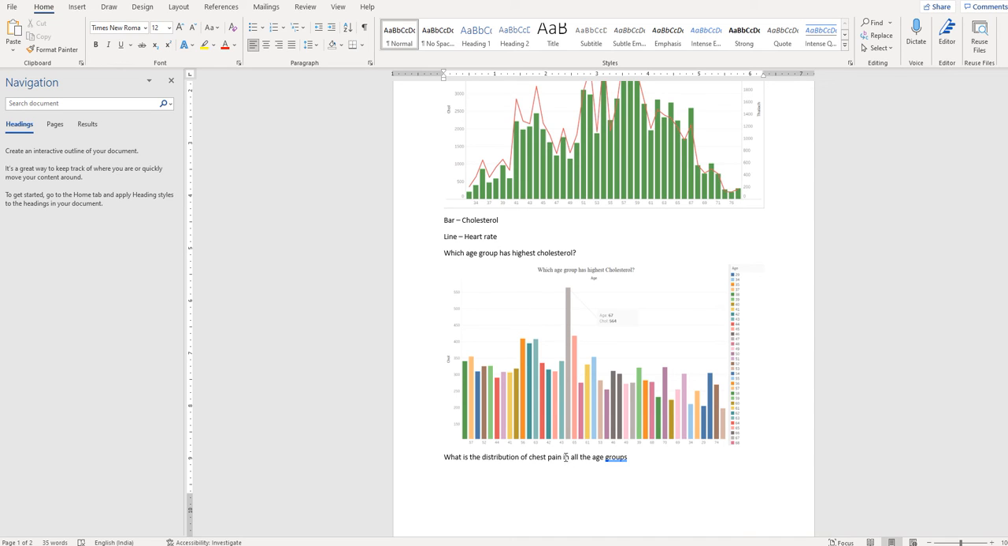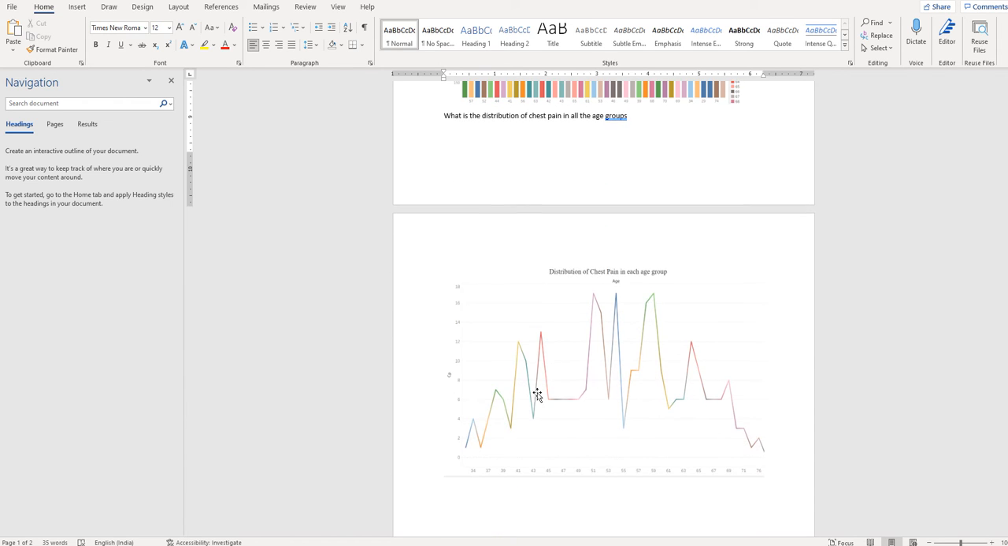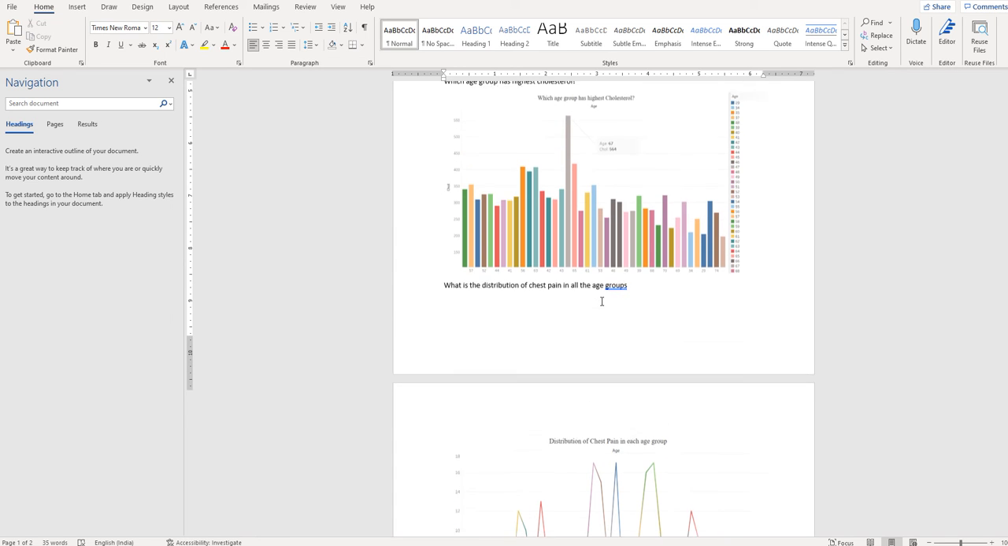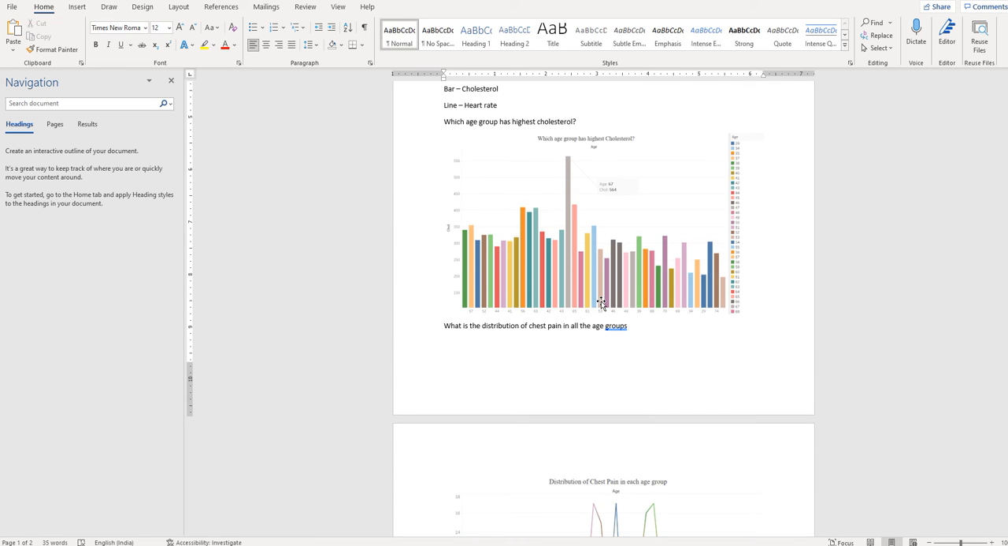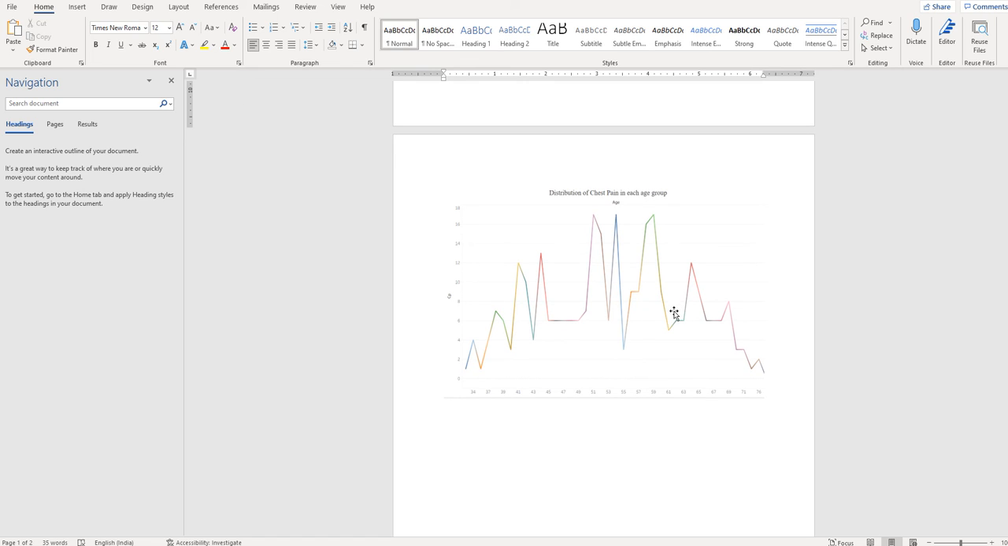You can see that the questions were given below each graph. Here we try to establish the relationship between cholesterol and age, and here we are trying to establish the relationship between chest pain and age. This is all about the number of people having high cholesterol. Here we have the number of people getting chest pain, and at which age they are getting high chest pain.